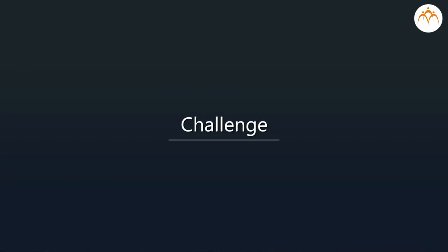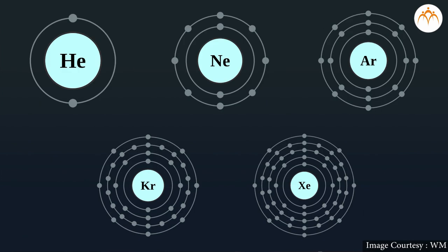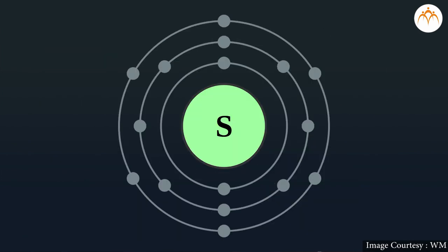Challenge. Write cations of metals from group 1 and 2 and anions from non-metals, for example, halogen, sulfur, etc.